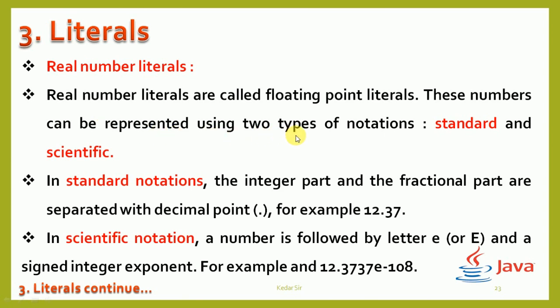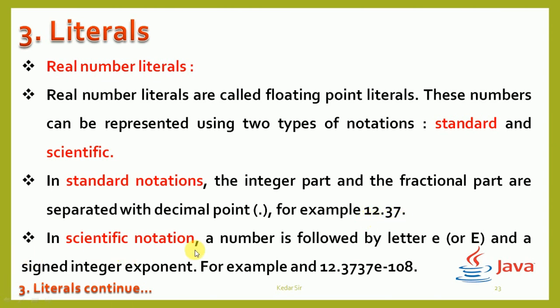And real number literals are called floating point literals, and these numbers can be represented using two types of notation. The first is the standard notation, and the second is the scientific notation. So what is the standard notation? The integer part and the fraction part are separated with the decimal point, for example, our percentage, right? For example, 91.50 or another example, 12.37.